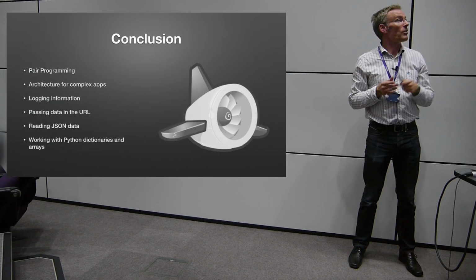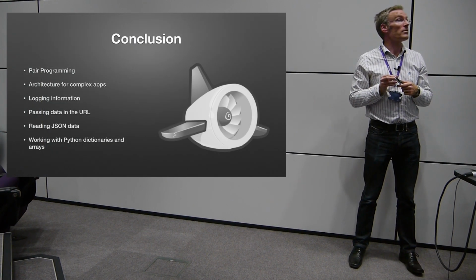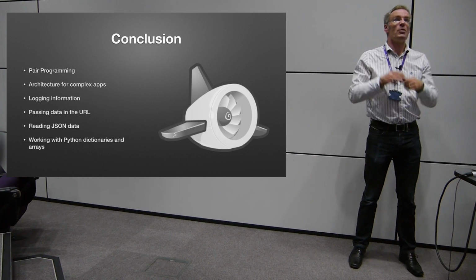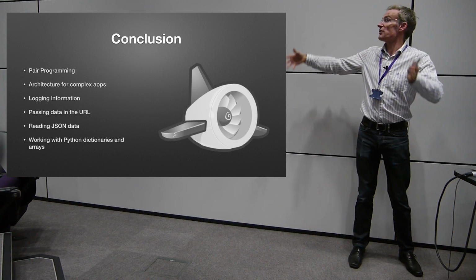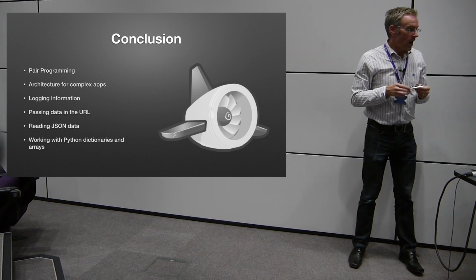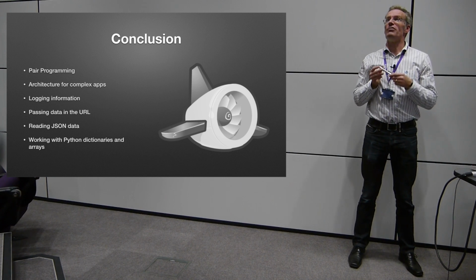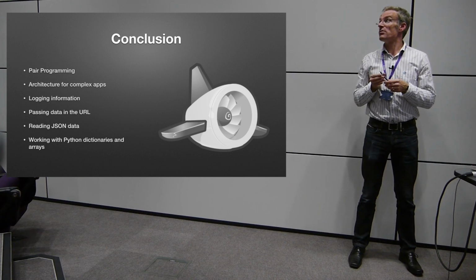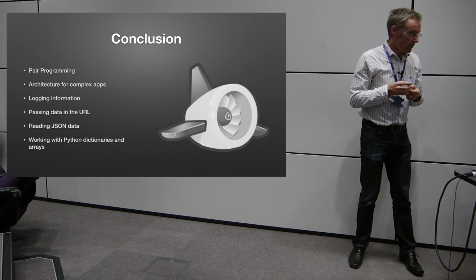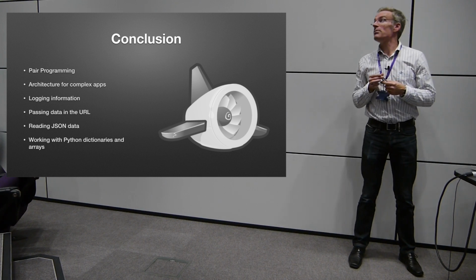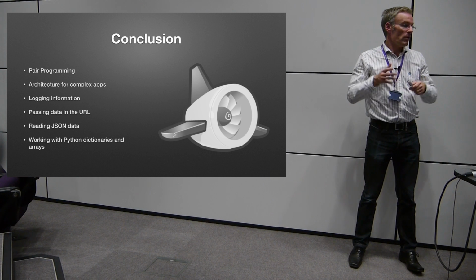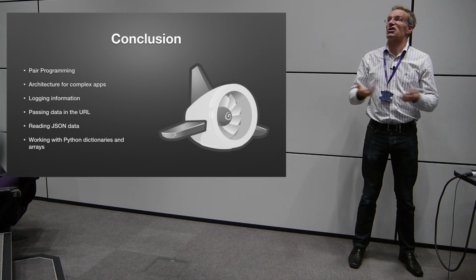So we've covered pair programming, which I'd like you to have a go at in this lab. Architecture of how you break your app into smaller Python files and templates. We've talked about how we log information, which is really important when you start writing your own mashups. I've shown you how to pass data in the URL, and I've also shown you how to read the data in and turn it into dictionaries and arrays.